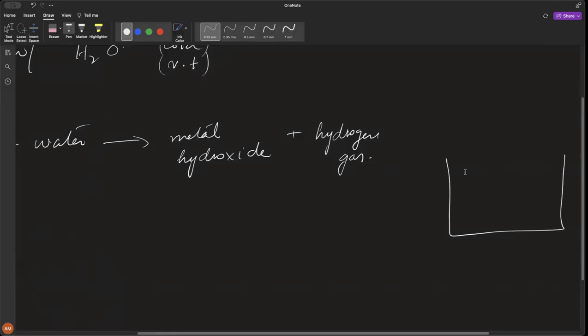A beaker is filled with water. Some mass of a metal is placed and a funnel is placed over it vertically. And over that, a test tube is placed.